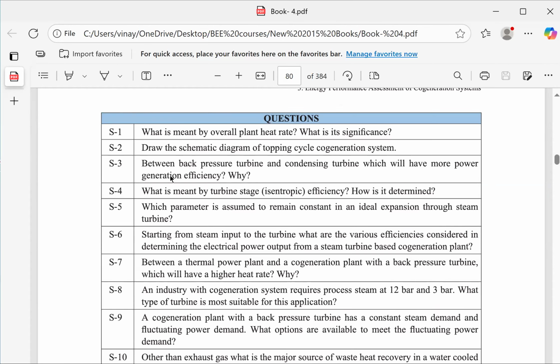Okay. Between a back pressure turbine and a condensing turbine, which will have more power generation efficiency?